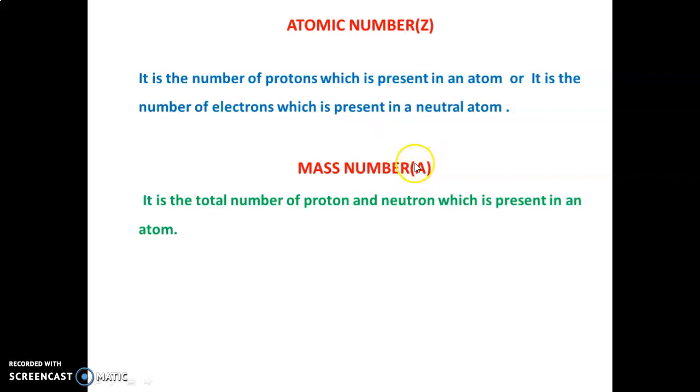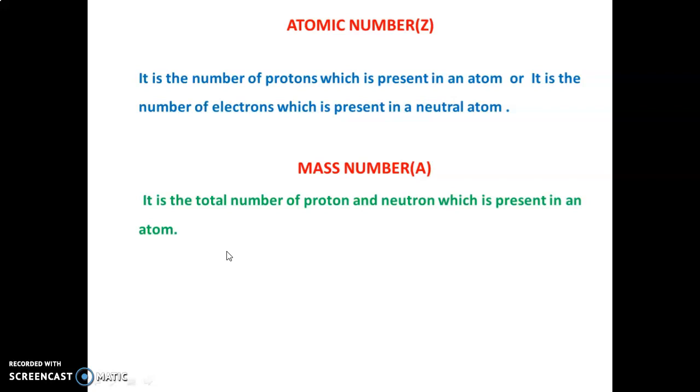That is the first alphabet of English, capital A. It is the total number of protons and neutrons which is present in an atom. The mass number is the total number of protons and neutrons present in an atom, not protons only.